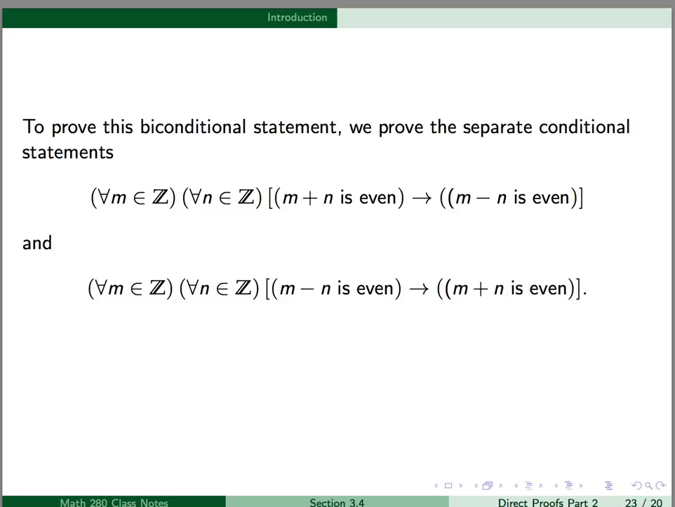You'll notice that there's a couple typos in the notes here. There's a couple extra parentheses around. You can just ignore those.